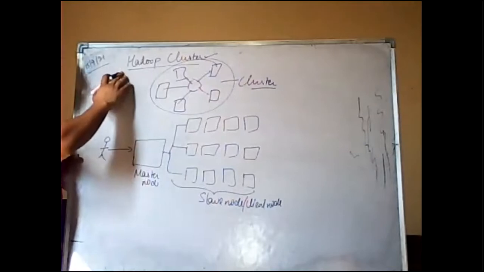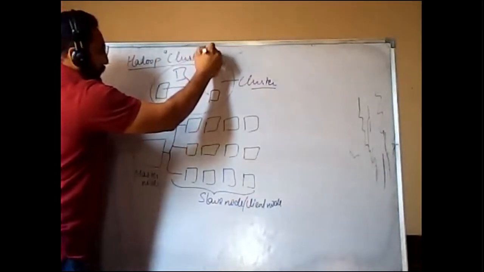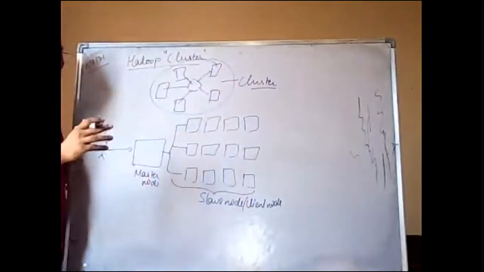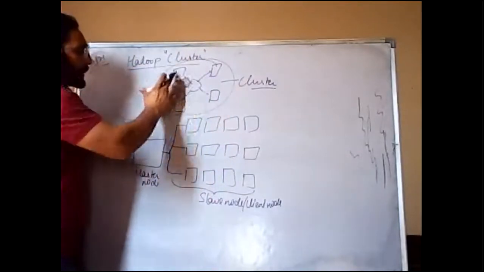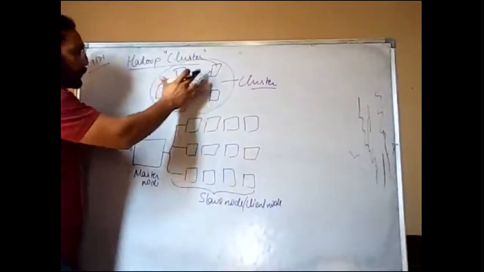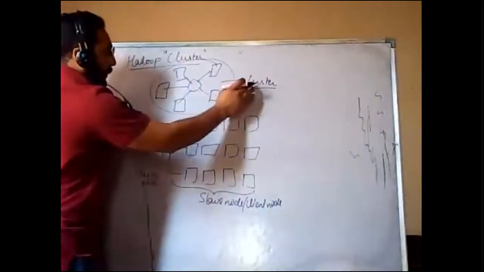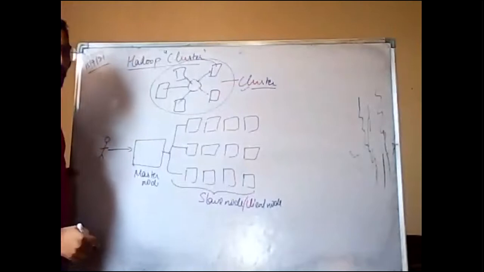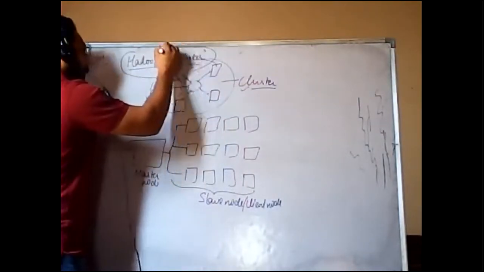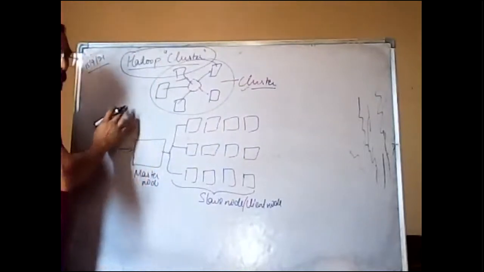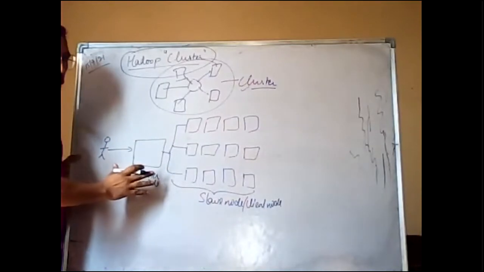Today's concept is your Hadoop cluster. In simple meaning, a cluster is a collection of computers or a collection of nodes that are connected with each other in a network, and that is known as a cluster. And what does a Hadoop cluster mean? Your Hadoop cluster is a collection of nodes or computers.